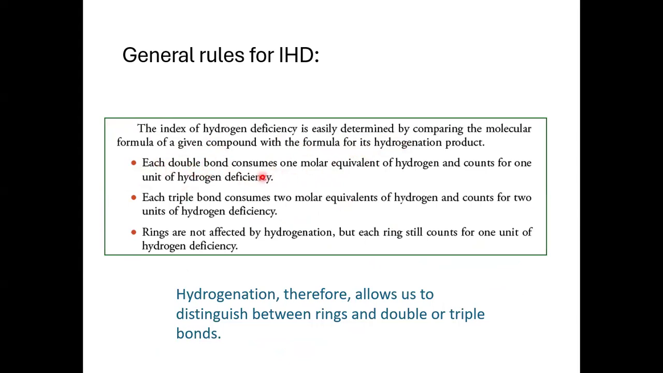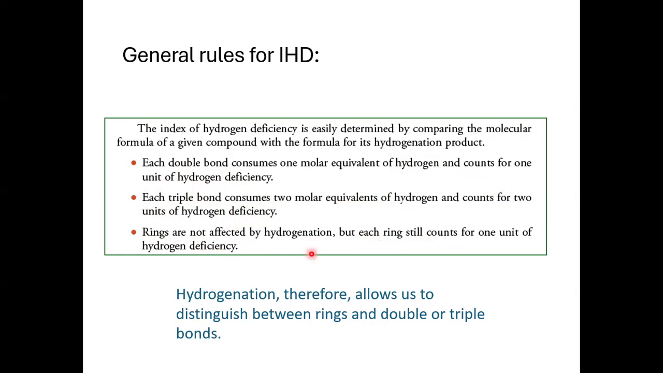And each double bond would consume 1 molar equivalent of hydrogen. So it's a gas, it's H2, and counts for 1 unit of hydrogen deficiency. So you've seen that one. And each triple bond consumes 2 molar equivalents of hydrogen and counts for 2 units of hydrogen deficiency. And since rings are not affected by hydrogenation, each ring still counts for 1 unit of hydrogen deficiency. So a double bond or a ring, it counts for 1 unit of hydrogen deficiency.